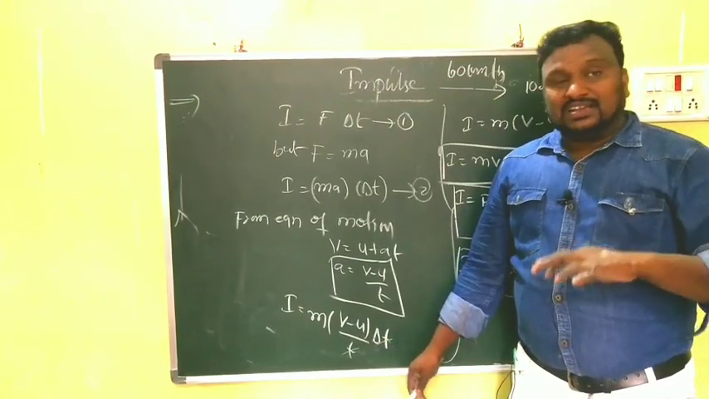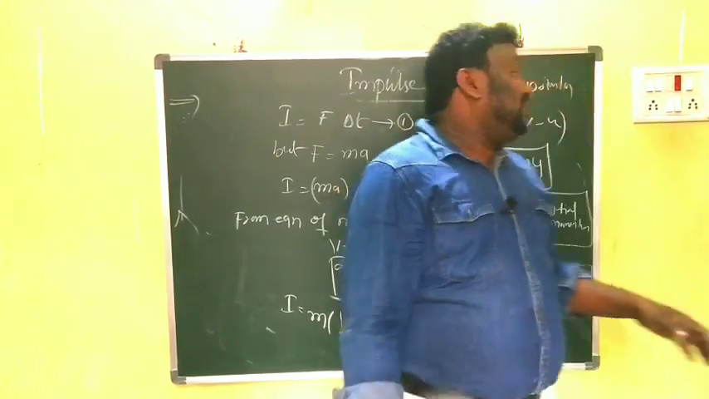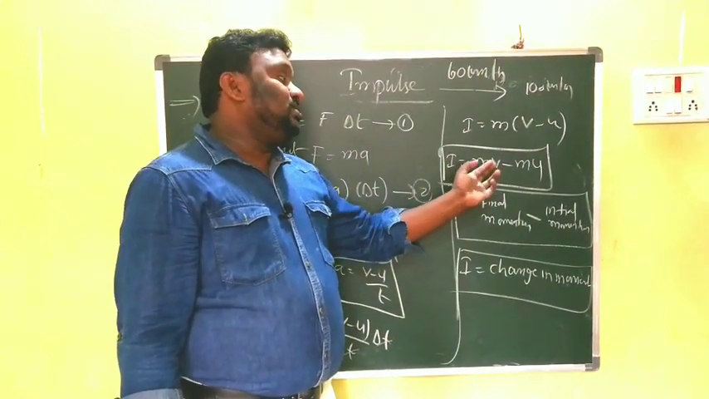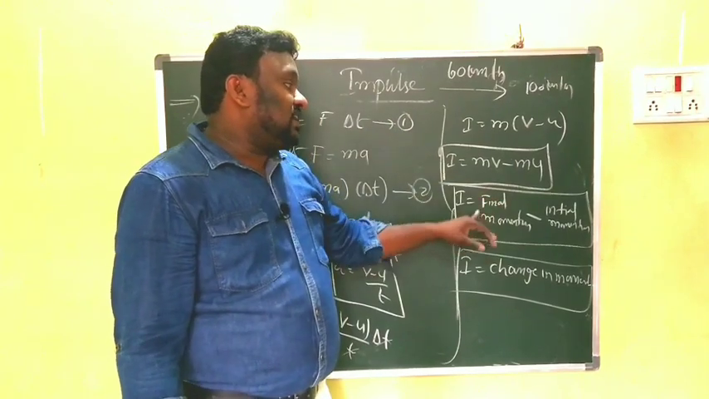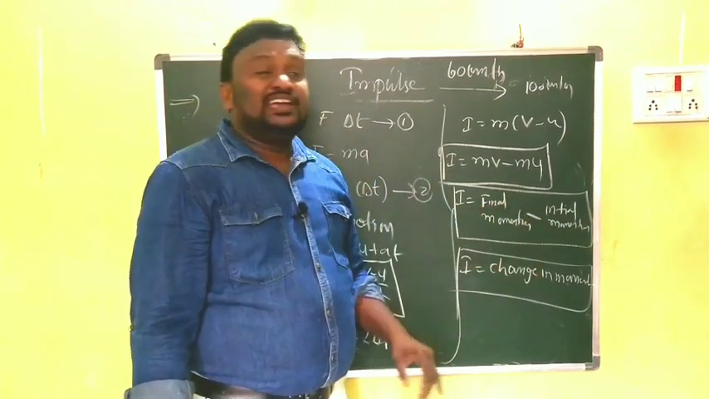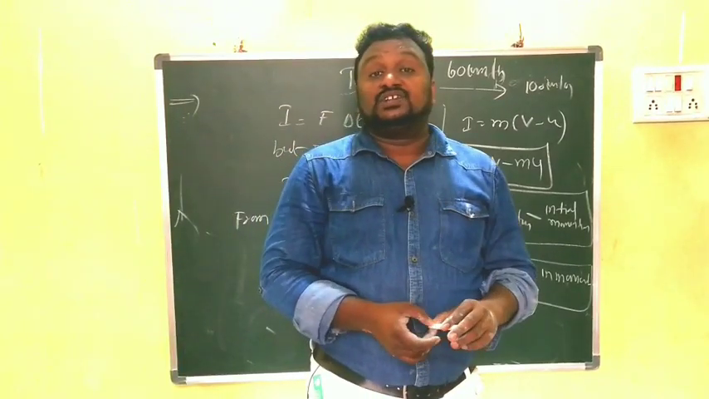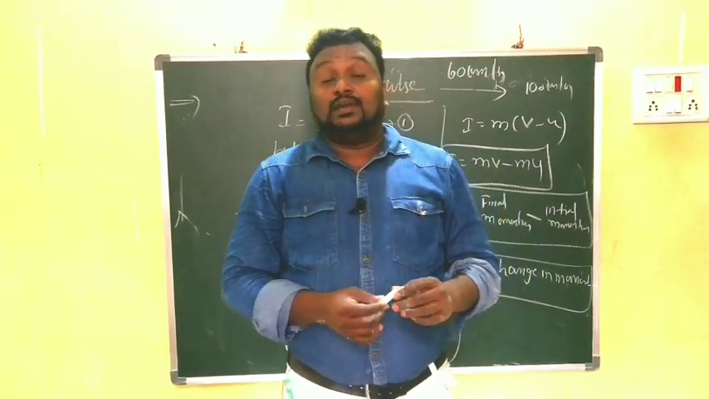Delta t is time, t is also time. Both are cancelled. Then what do we get? I = m(v - u), and I = mv - mu. mv is called final momentum, mu is called initial momentum. Then I is nothing but what? Change in momentum. Children, we have a lot of examples for impulse.